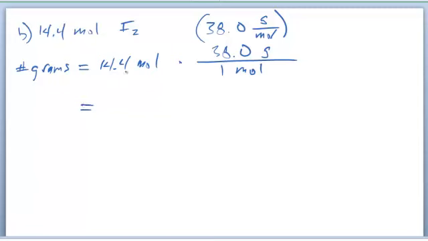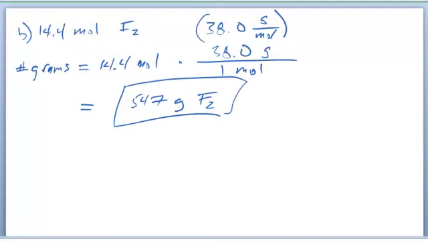And when we take 14.4, multiply by 38.0, I get 547 grams, and that's molecular fluorine. There we go. Again, 3 significant figures here, 3 there.